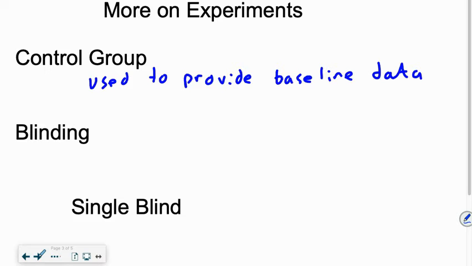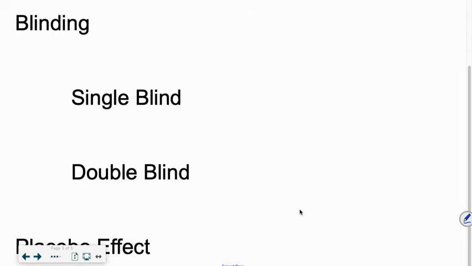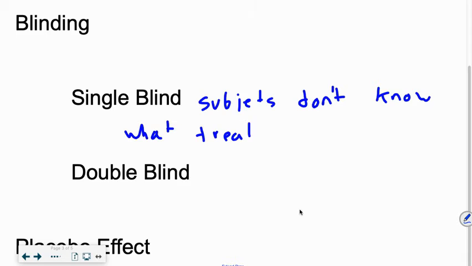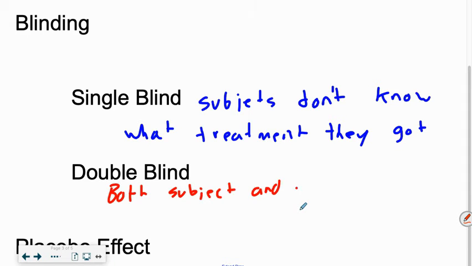Blinding is when either a subject or the experimenters don't know what treatment they got. So a single blind is when the subjects do not know what treatment they get. And then a double blind is when both the subject and the experimenter don't know which treatment is applied to who.